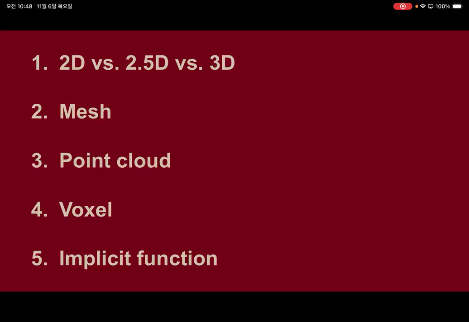So I think today we will study 2D, 2.5D, 3D comparison, mesh, point cloud, voxel, and implicit function. Implicit function, I think some of you have heard of NeRF. NeRF is about implicit function. So we will study implicit function and NeRF from next class. And we will study some basic 3D representation, explicit representation, today.